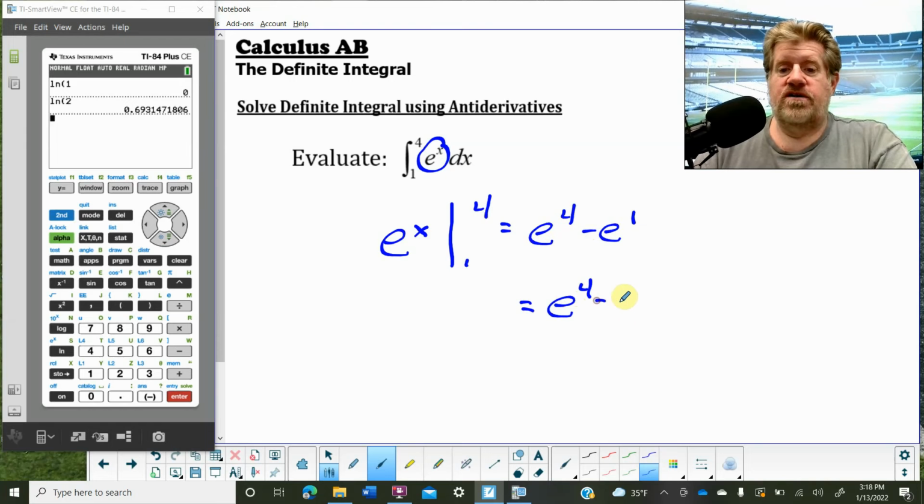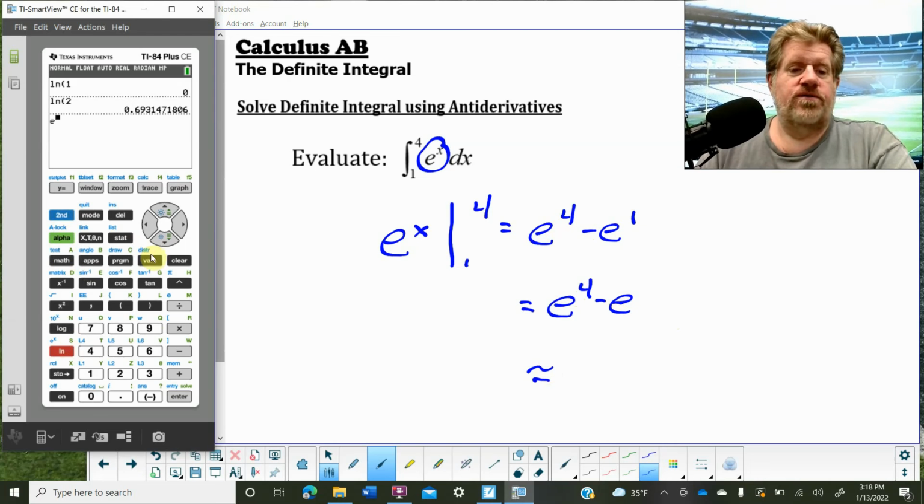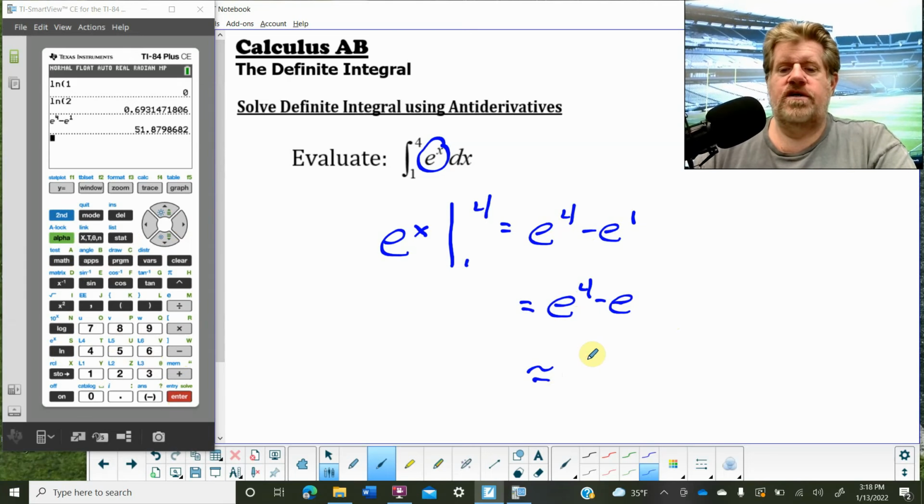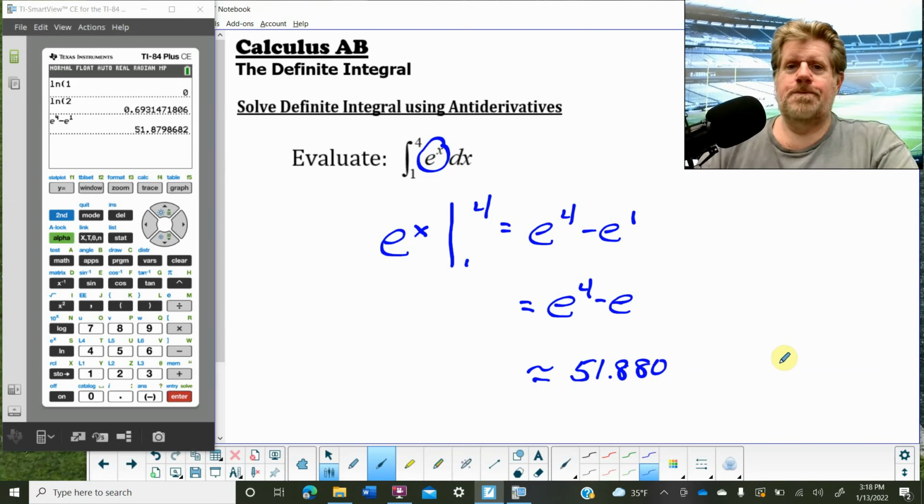If we don't have a calculator, the best way we can write it is right there. That's it. If you had a calculator, you could give it a numerical answer, and I guess we might as well here. E to the fourth minus, I don't know why I typed this in, I could have just hit e. Either way, the answer is 51.879880. Okay.